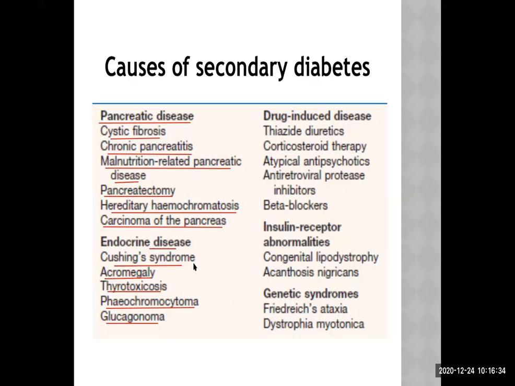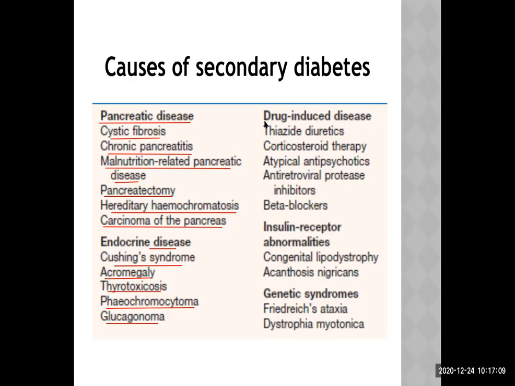See this, Cushing syndrome is an excessive level of glucocorticoid in the body. Glucocorticoid is an anti-insulin hormone. Acromegaly, excessive growth hormone. Thyrotoxicosis, thyroid hormone also increases blood sugar level. Pheochromocytoma, excessive catecholamine, and glucagonoma, excessive glucagon. All of these lead to hyperglycemia, and hyperglycemia is the condition for diabetes. So that's why they are the causes for secondary diabetes. Very easy to understand. Okay.